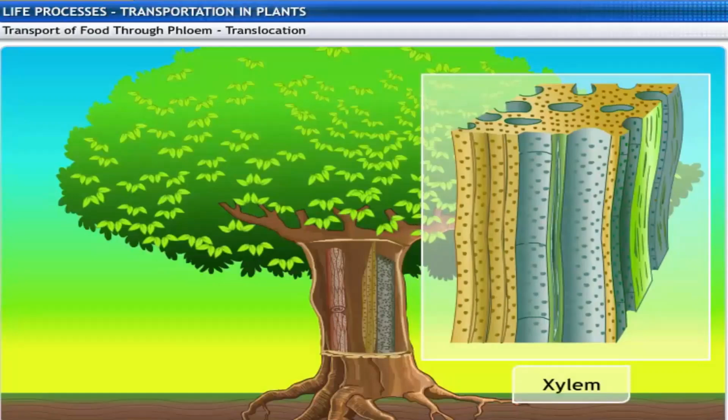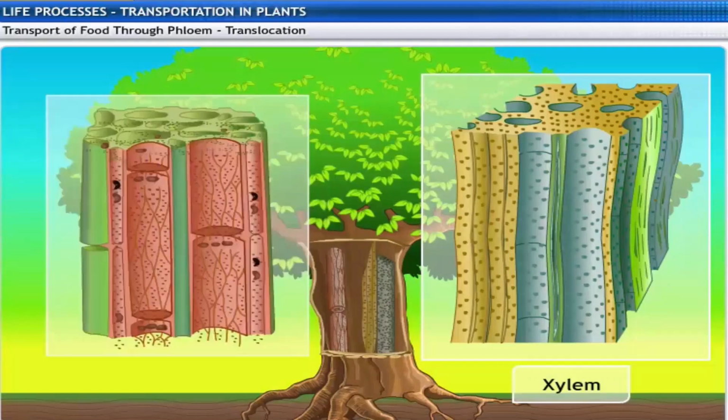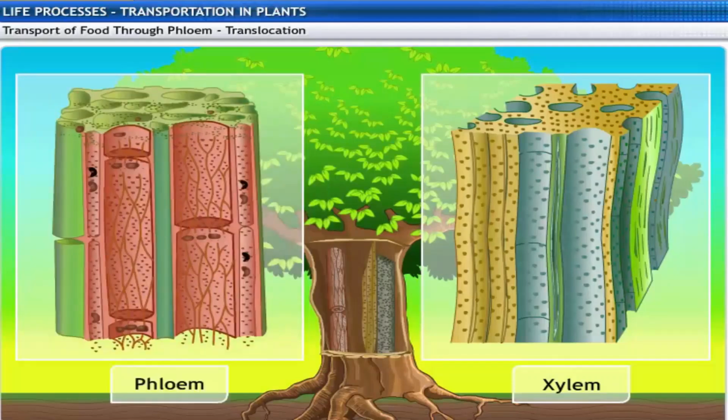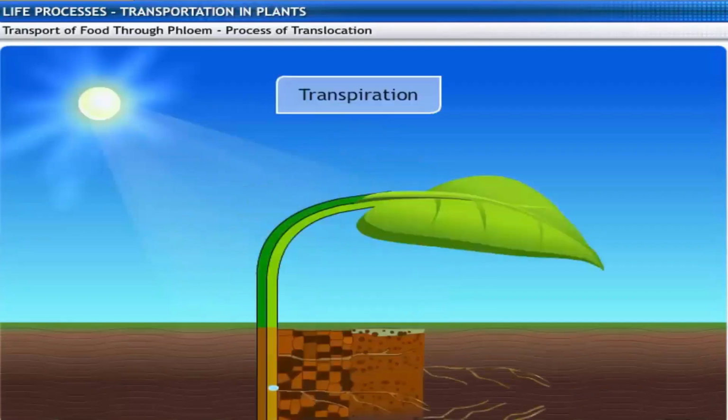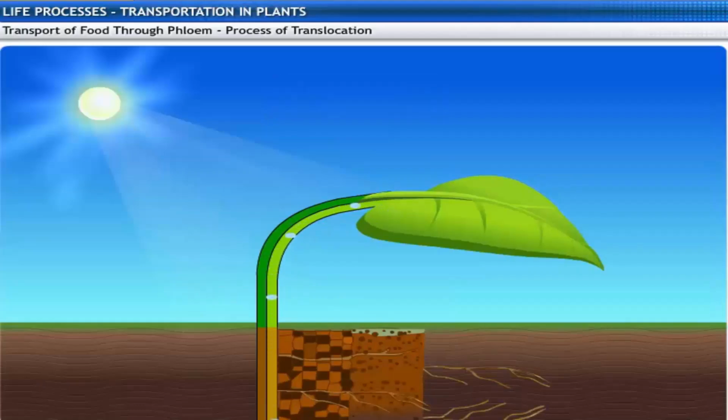Simple physical forces bring about transportation in xylem, while translocation in phloem happens by using energy in the form of adenosine triphosphate, ATP. Here's a detailed look at the process of translocation of glucose from the leaves to the roots. Water molecules move up the plant body by transpiration.